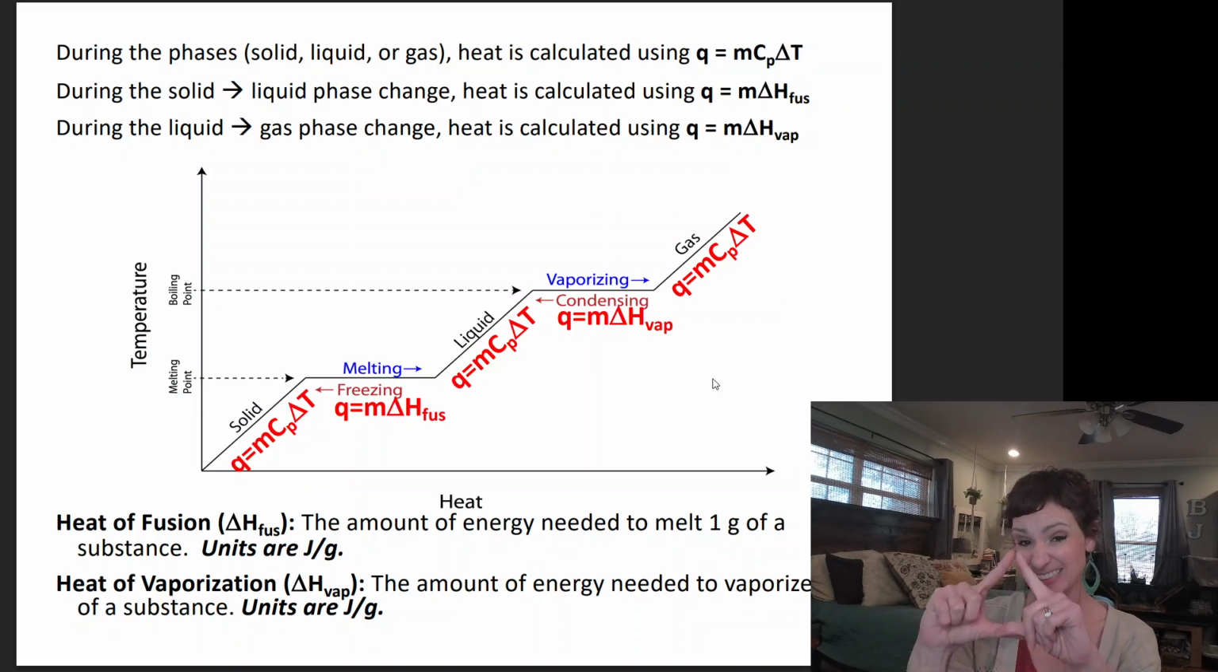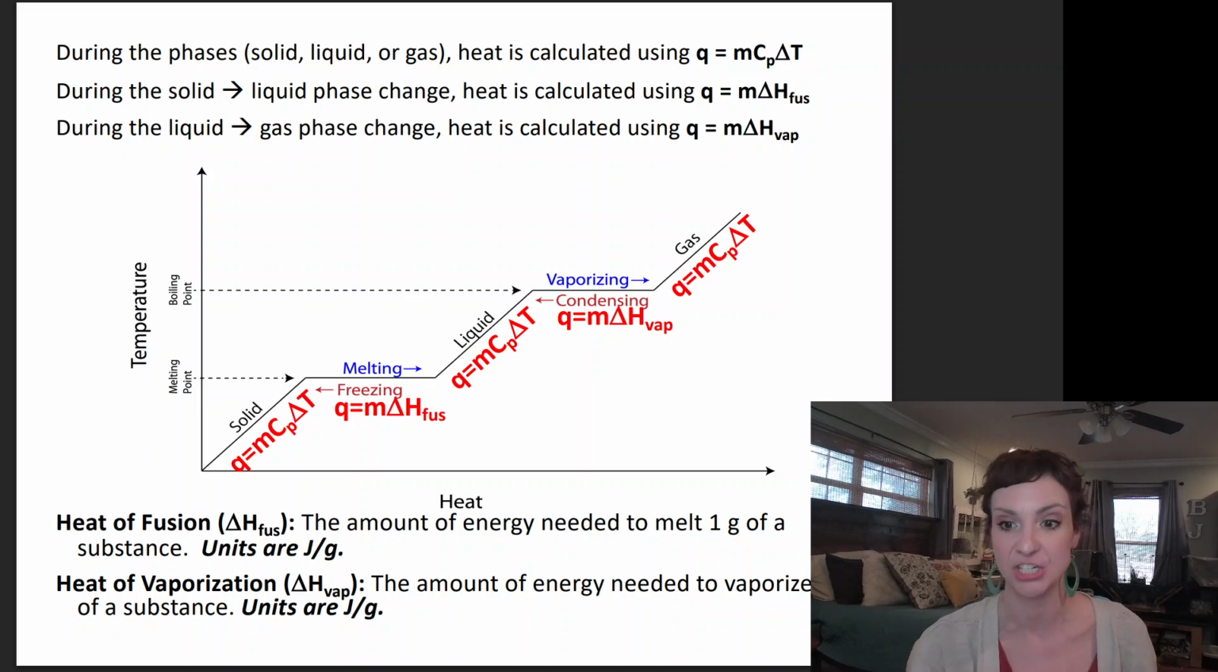It's not a delta T, meaning a change in temperature. It's a delta H, which just means it's changing the energy content of the particles, which you will not see as a change in temperature, okay? It's just being stored in those particles, allowing them to get ready to change phase.